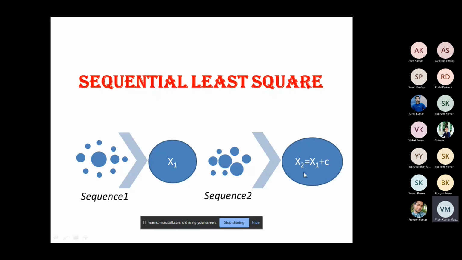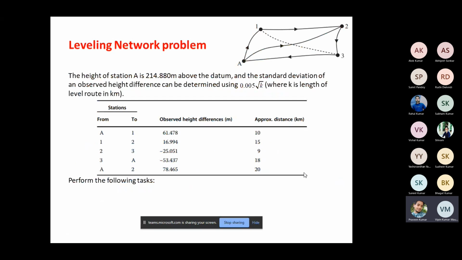Is it clear to everyone? Yes, sir. Okay. So first we will see this problem. On the basis of that, we will try to understand the sequential least square method. Everyone please read this question.